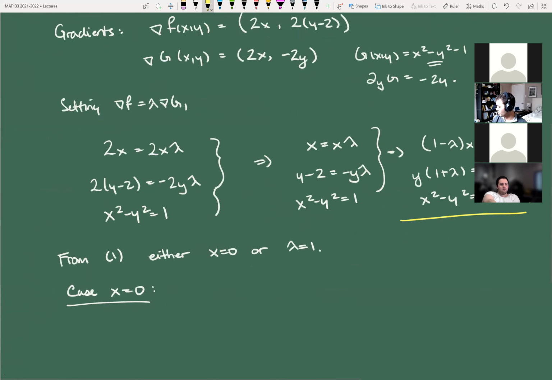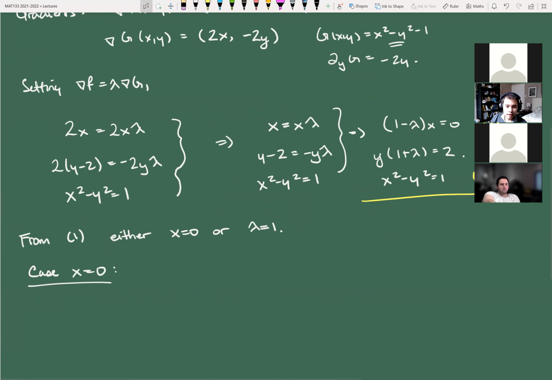Okay, so we've got that. Now, if x is equal to 0, well, equation 2 still doesn't tell me anything, right? Because equation 2 doesn't have any x's. So I'm going to go straight to equation 3. And exactly, Brandon. Yep, that's right.